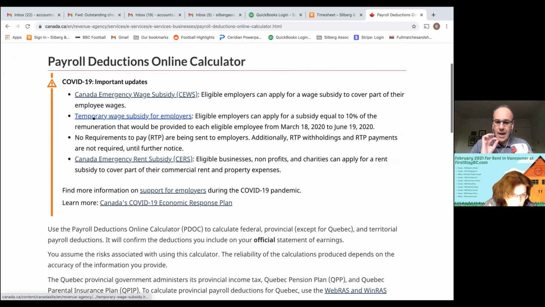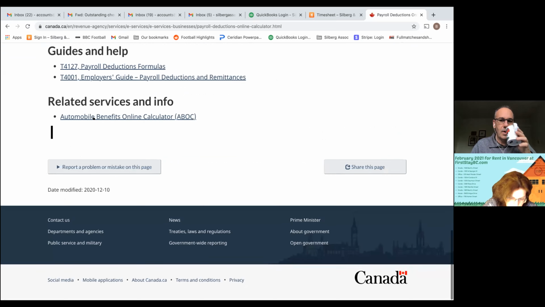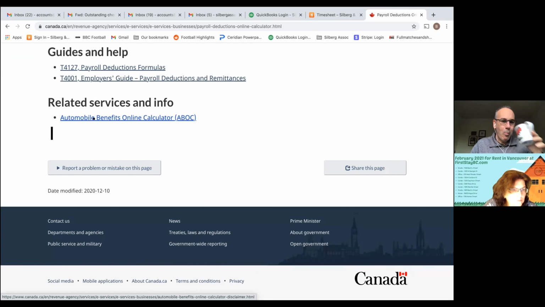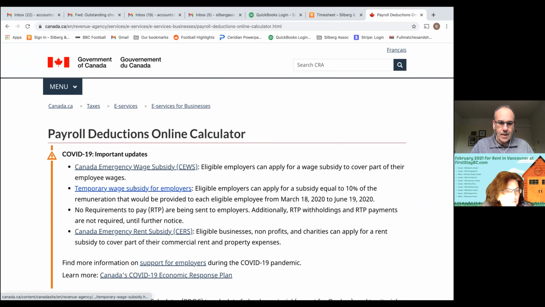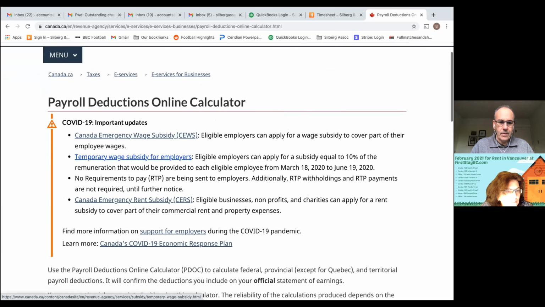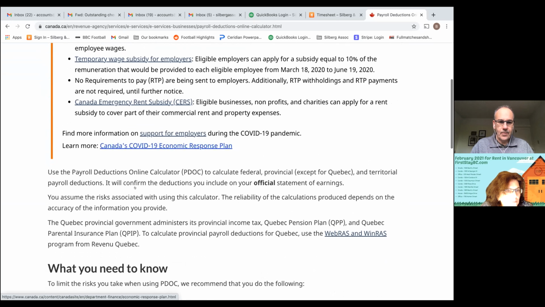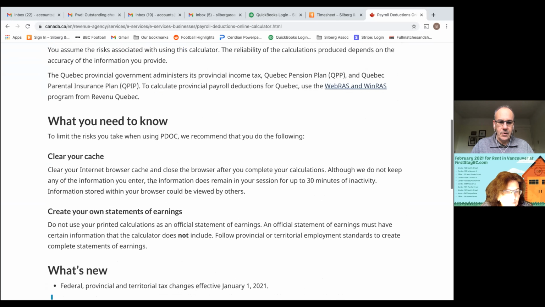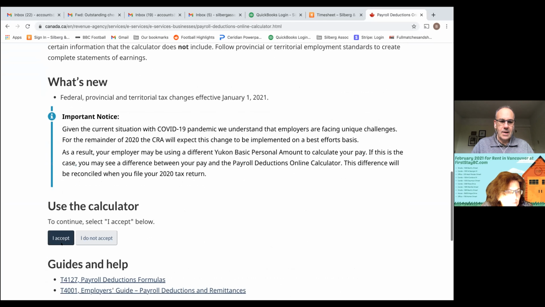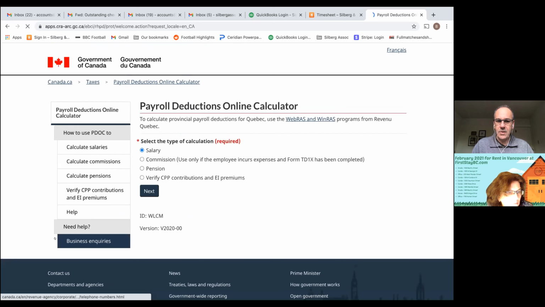It may not be 100% perfect because sometimes... Use the payroll deductions online calculator to see what you need to know. So here you go, let's do it. Let's make it up. We'll use the calculator. It's quite easy to use.